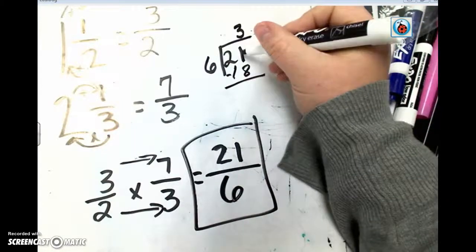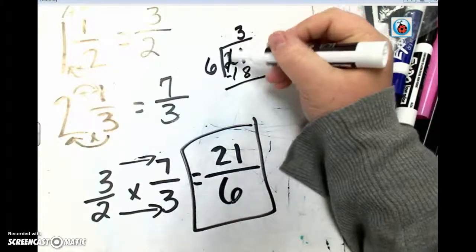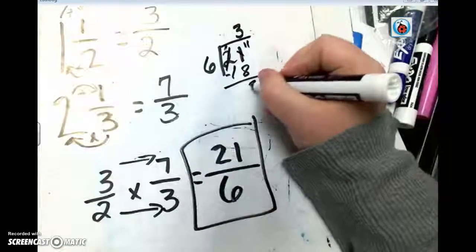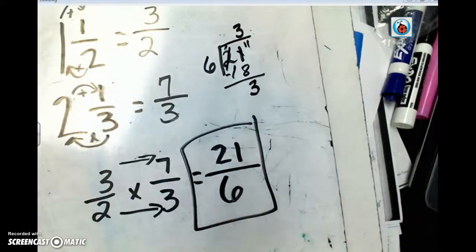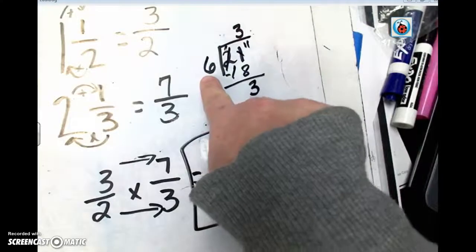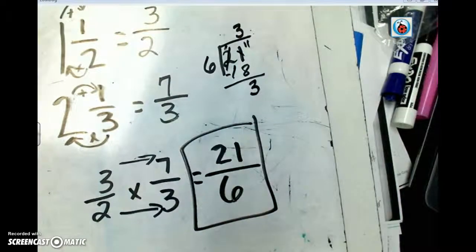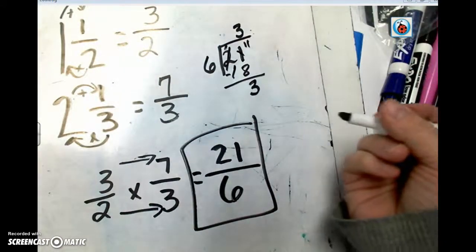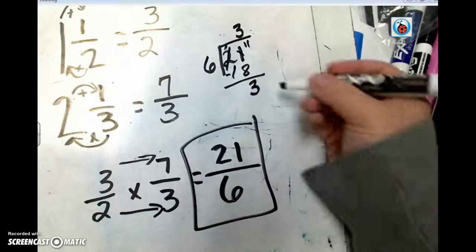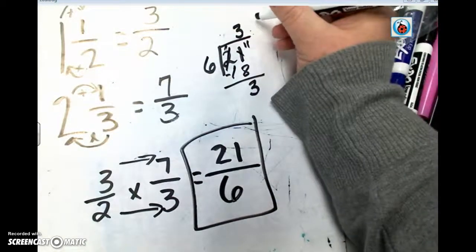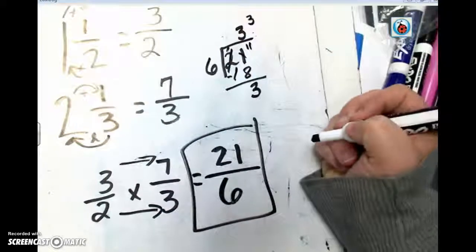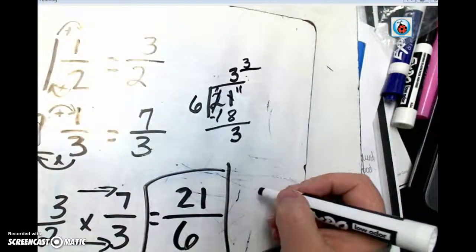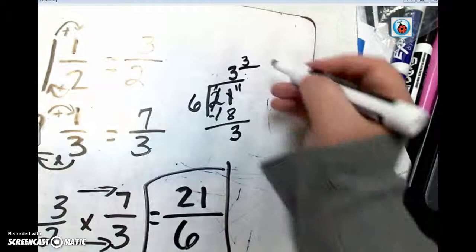3 times 6 is 18. I can't take 1 and have 8 taken away, so I have to borrow. 11 minus 8 is 3. I have nothing left to bring down. My remainder here is smaller than my divisor. So tell me, how do I write this as a mixed number? Keely? Take your remainder and put it up to the numerator. And then put the 6 for your denominator.